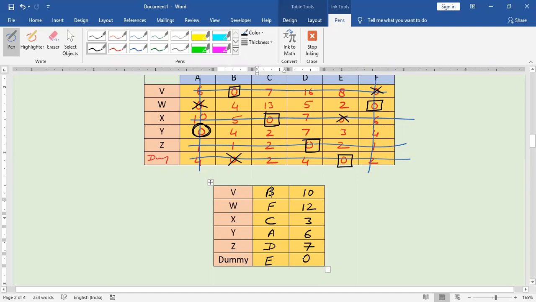Because there is no distance between city and dummy, since the dummy does not exist. That is why 0. What is the total distance? The total distance is 38 kilometers, and it is the minimum distance. So this is the method for how we can deal with the unbalanced problem.